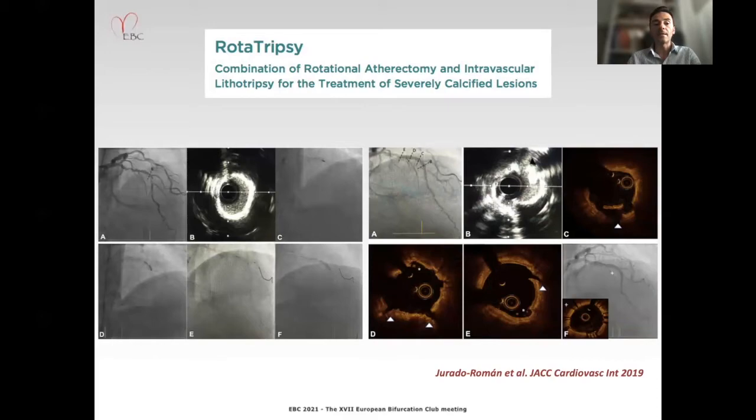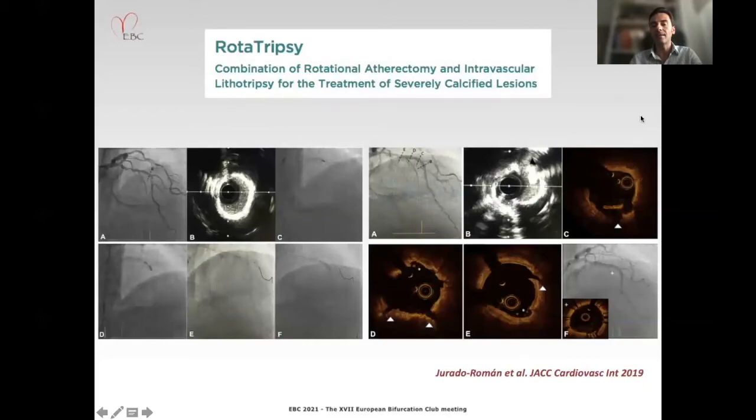So in summary, we think that Rotatripsy, the combination of rotational atherectomy and intravascular lithotripsy, is a great technique when you have severe lesions and deep calcium, because rotational atherectomy is needed to create a tunnel after intimal ablation to deliver a shockwave balloon that cannot cross if the stenosis is very tight. And we know that rotational atherectomy cannot ablate deep calcium, it only performs intimal ablation, and Shockwave does it.